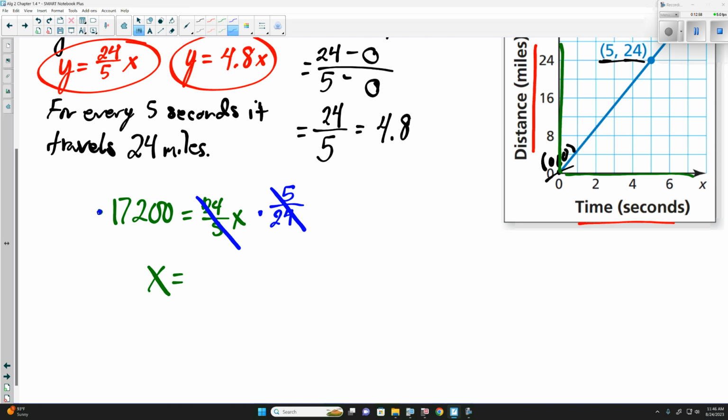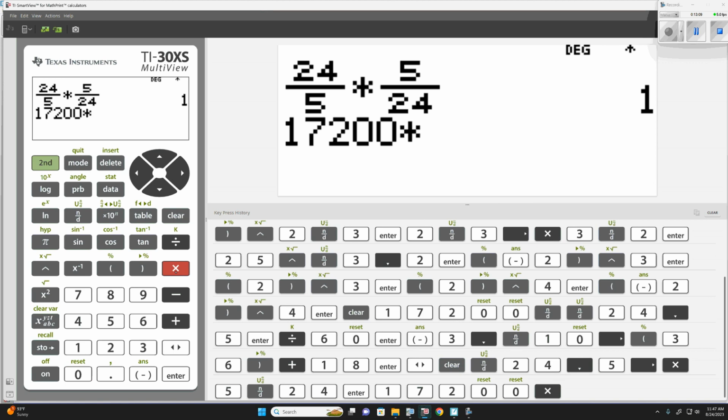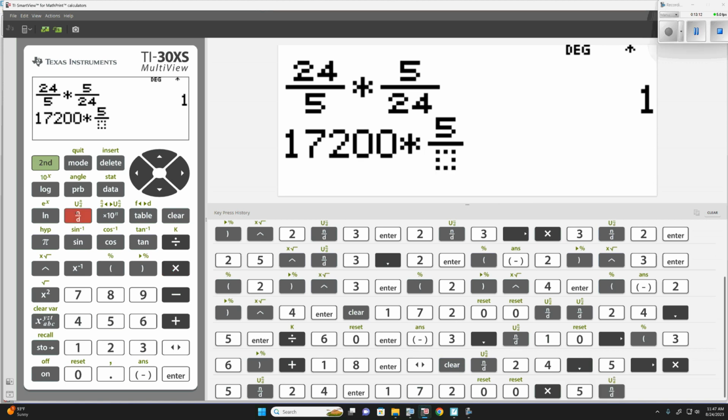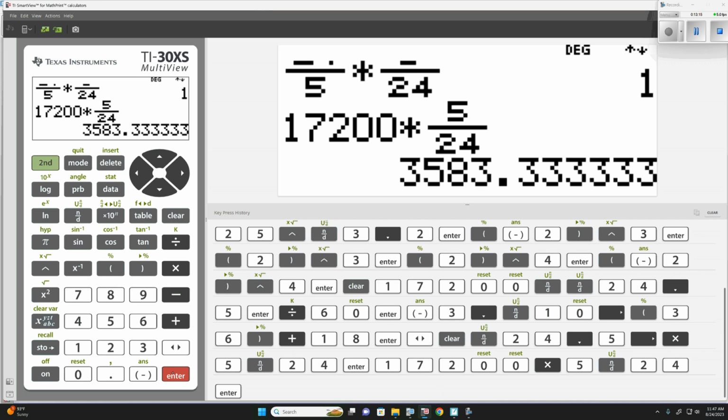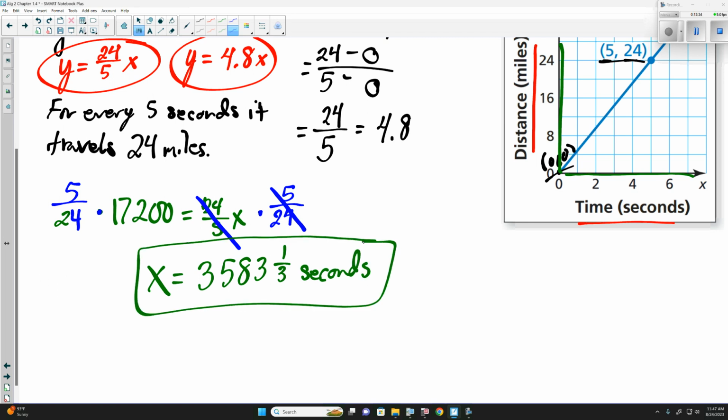So these would simplify to 1, leaving us with just x. However, what we do to one side, we have to do to the other. So we have to multiply 17,200 by 5 over 24, which gives us 3,583 and 1/3 seconds. It's how long it takes it to travel 17,200 miles.